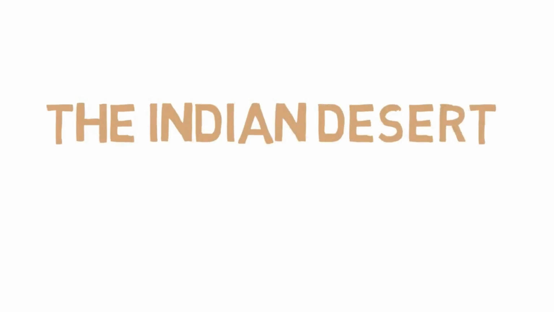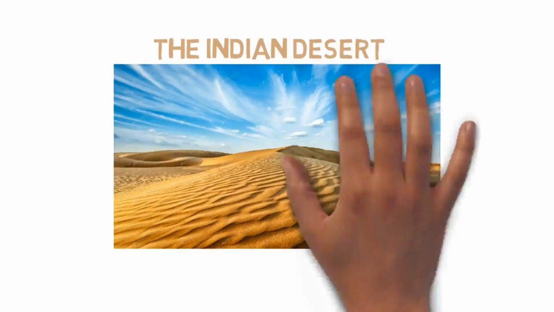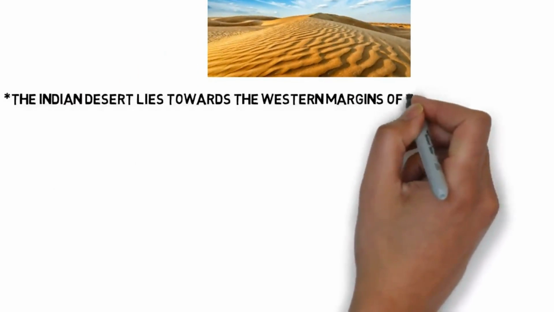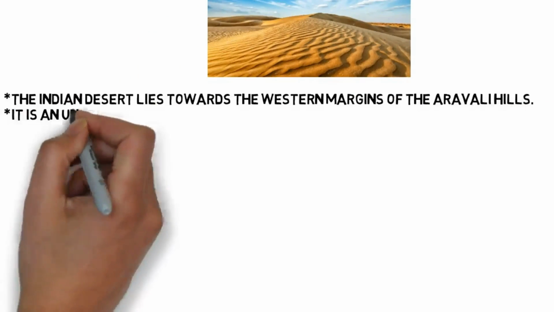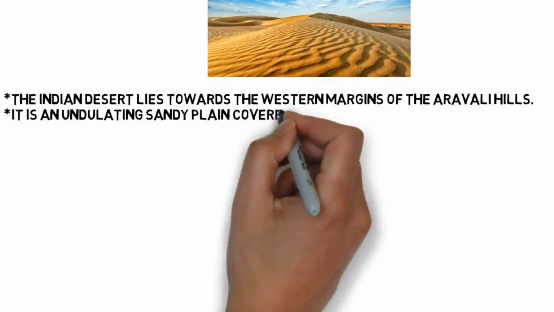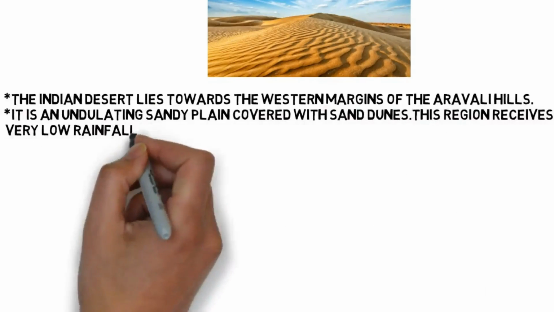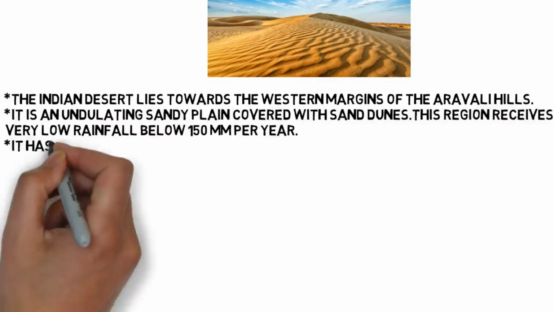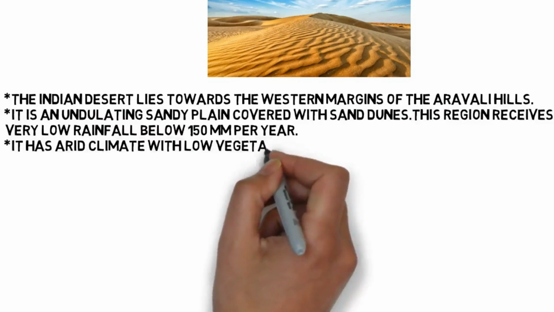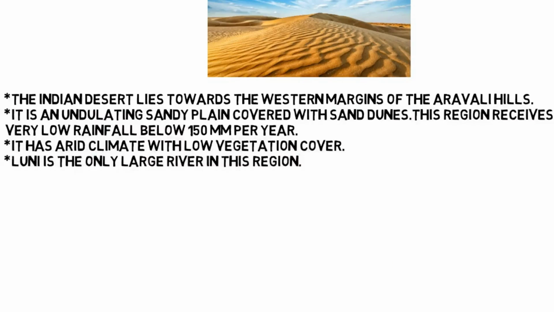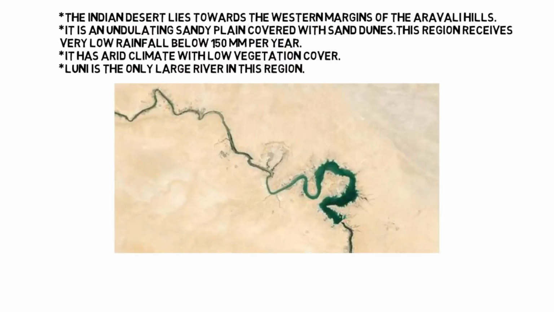The Indian Desert. The Indian desert lies towards the western margins of the Aravalli Hills. It is an undulating sandy plain covered with sand dunes. This region receives very low rainfall, below 150 mm per year. It has an arid climate with low vegetation cover. Luni is the only large river in this region.